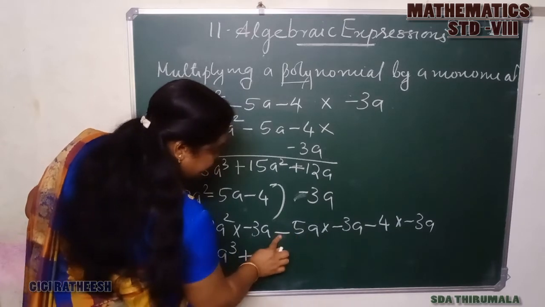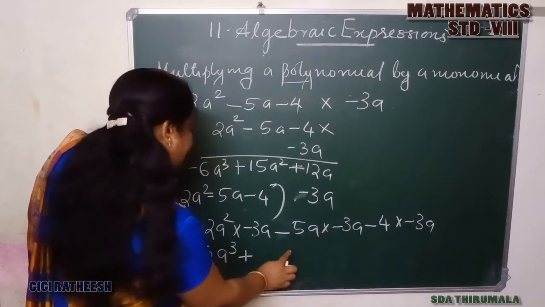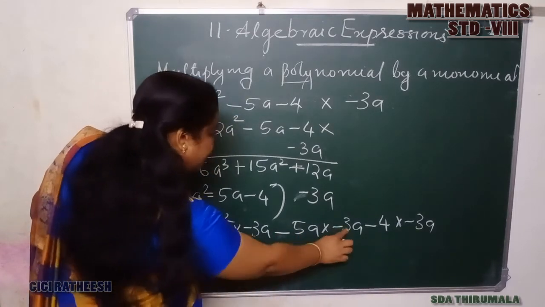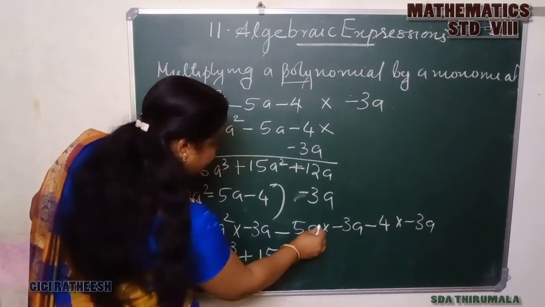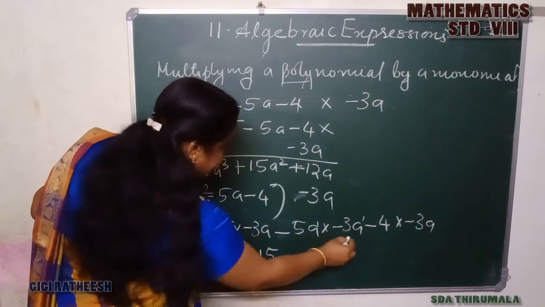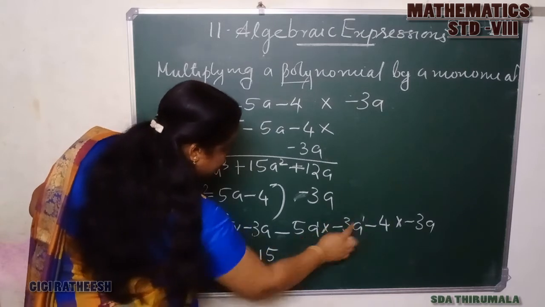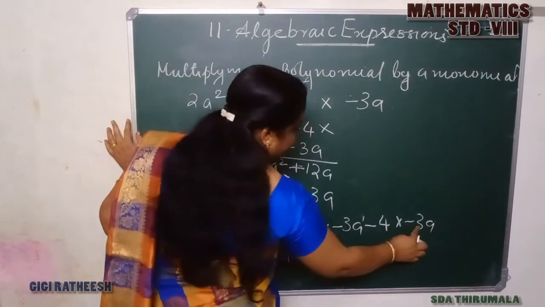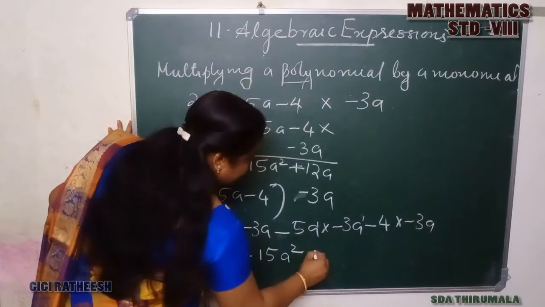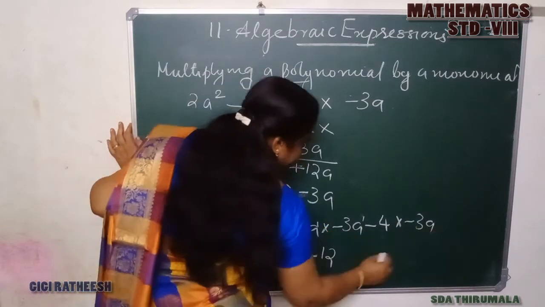This is minus 5, and then after that, minus 5 into minus 3 is 15. And a raised to, here it is a, 1a, and here it is 1a. That is a raised to 1 plus 1, that is a square. And the last one is minus 4 into minus 3, it is plus 12. And there is only one variable, that is a.